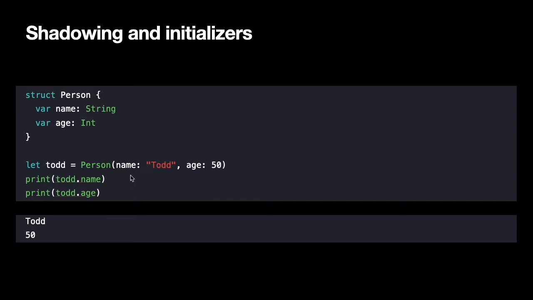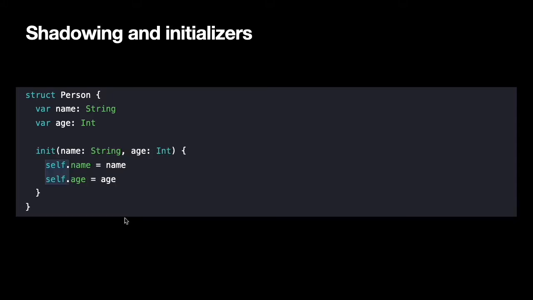The member-wise initializer of a struct uses argument names that are the same as the property names. That makes for readable code because the argument names are also used as property accessors. So we can print Todd.name and it works. Here's what the initializer looks like. We have the name as a parameter and we have the age as a parameter.